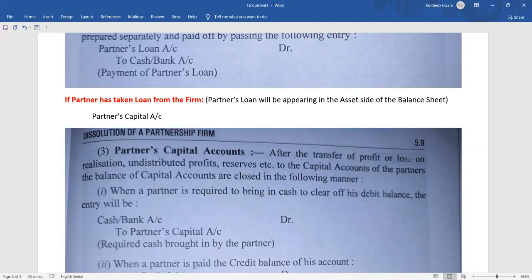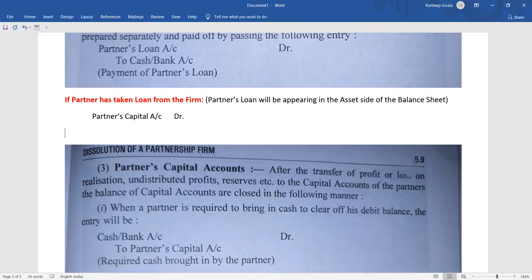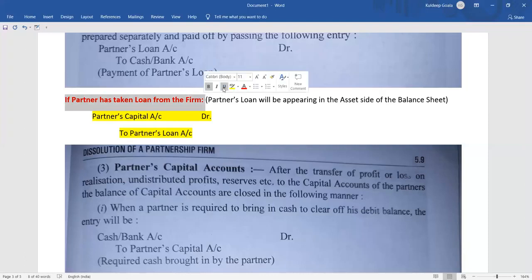Capital shows credit balance, isn't it? So if we deduct the capital, partners capital will be debit, right? Partners capital debit. So partners capital account debit to partners loan account, the amount of money whatever it is. So please remember this entry nicely. Partners capital account debit to partners loan account if the partner has taken loan from the firm.